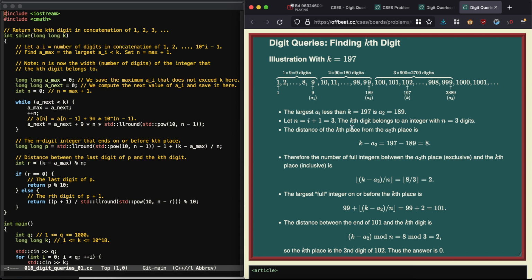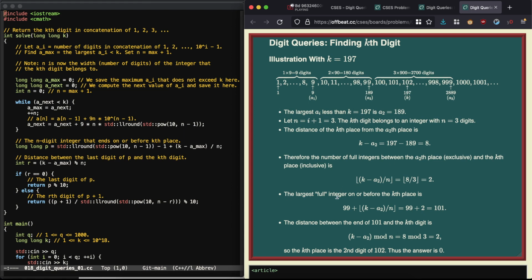The distance of the kth place from the A2th place is, so this is the A2th place, the previous peg place. This is the place we are interested in. So the difference is 8, noted, and that means 8 divided by 3, 3 is our n, and the floor of that is how many full integers we have. I'll call this the solution integer for now, and this is the solution digit, the digit that the arrow is pointing to.